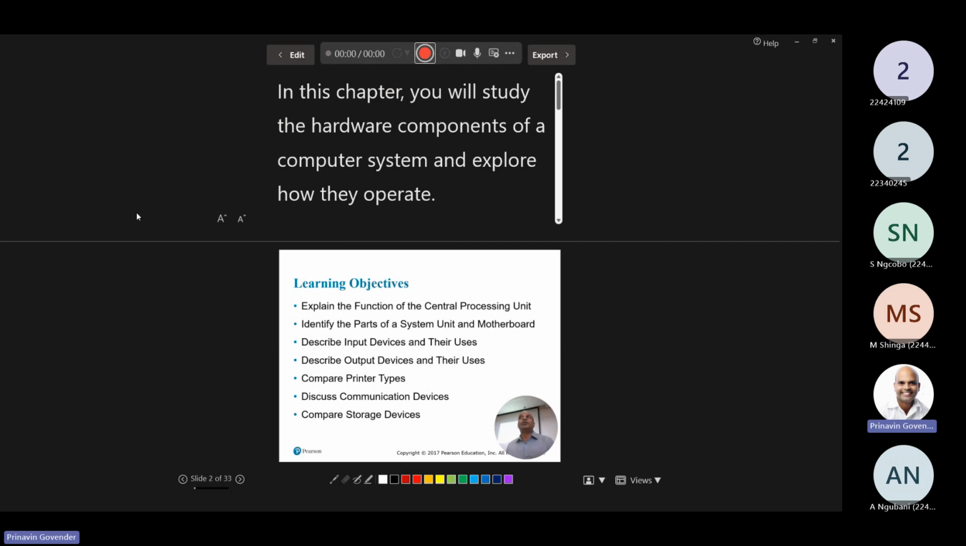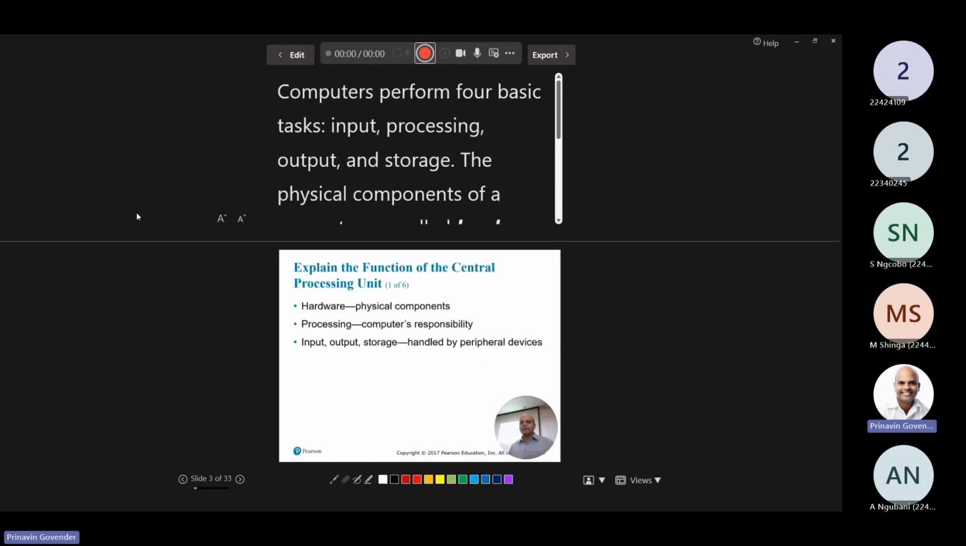Then we're going to talk about communication devices. Again, you are a computer literate student, or on the way to being computer literate. I need to take this device and communicate with another device. What do I need to ensure that I have? And then storage devices.